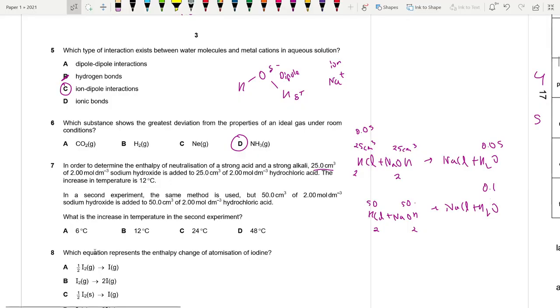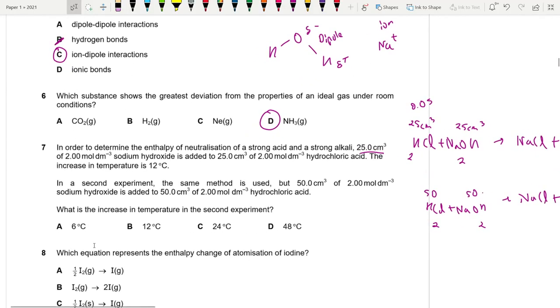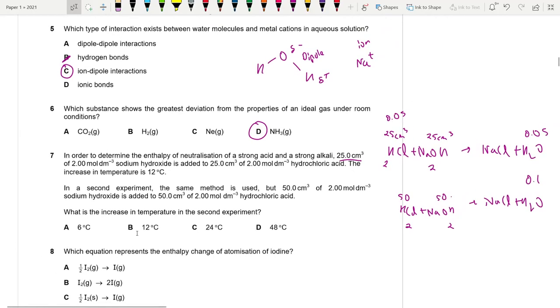what's going to happen? Logically, it was supposed to double as well. But here's the thing. This was a trick question. The enthalpy change of neutralization, what is its definition? It is the enthalpy change when 1 mole of water is produced by the reaction between an acid and a base. For a strong acid and an alkali, it's always around minus 57 kilojoule per mole. So the answer should be B.